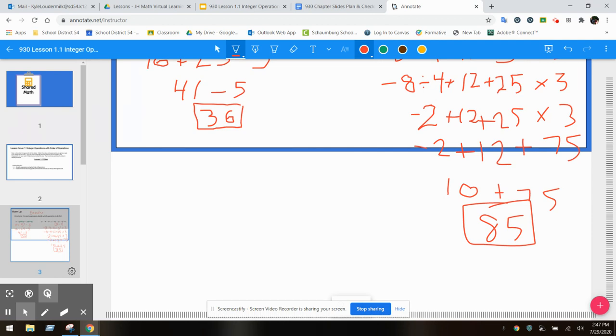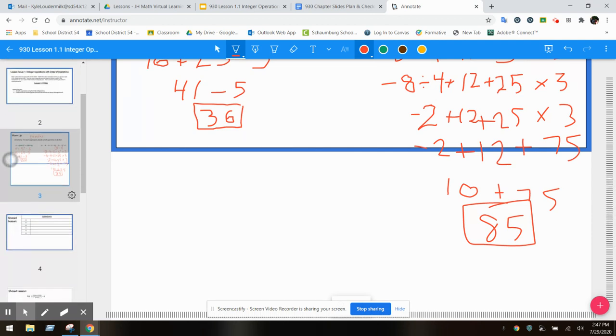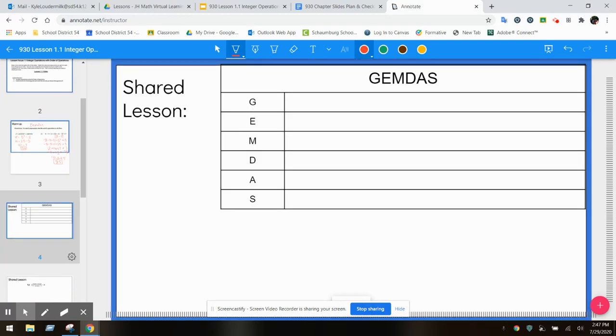Now we're going to move into the next problem. We just finished the warm-up. And now for these next slides, the idea is that you fill them in as you're listening to me, just like you would in a normal shared lesson if you were in the classroom. So GEMDAS, this is the new improved version of PEMDAS. This is our order of operations. Everything stands for something.